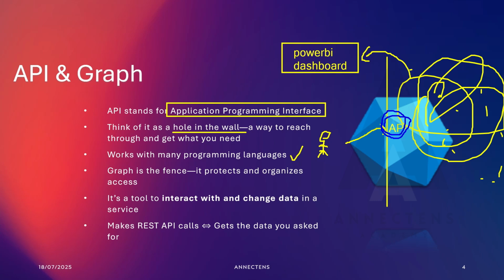So Graph is there to enhance the security, ensuring that only a protected query is going to come through, and whatever data is requested should come in an organized manner. It's a tool through which you can interact with and change the data in a service. So whatever you are requesting, you can change it to your required or customized way of communication. You can maintain it, right?